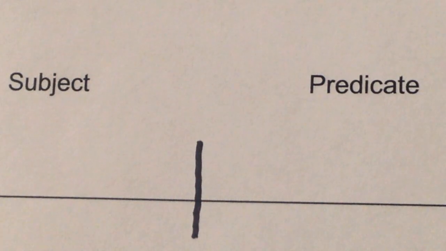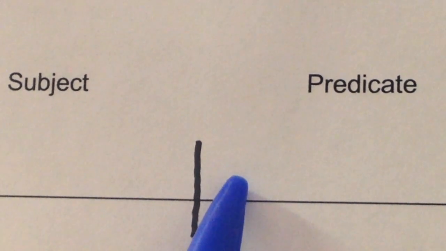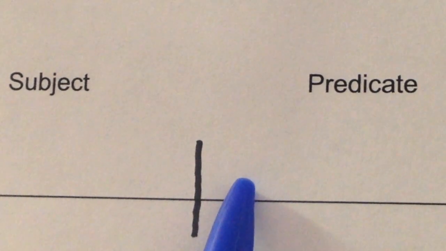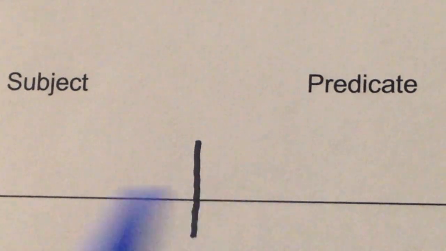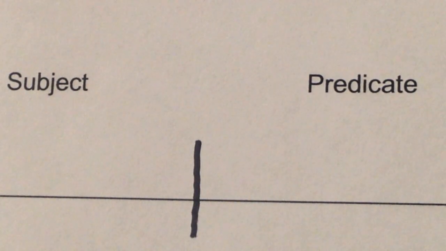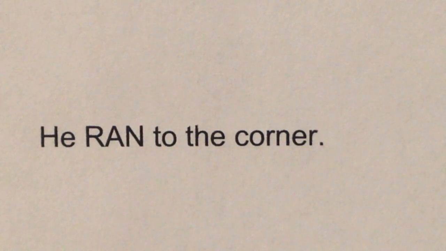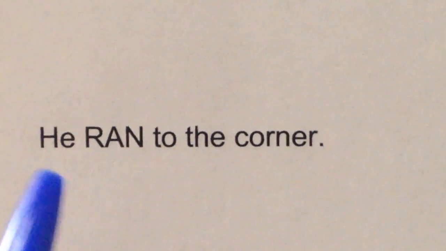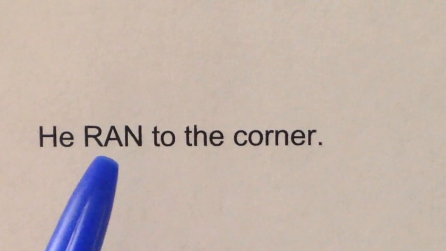The verb is part of the predicate. It will be the part on the sentence diagram immediately following the vertical line that separates the predicate from the subject. The action verb indicates an action. Some of these are easy to spot, such as in the sentence, "He ran to the corner." The word ran clearly appears as an action, so it's easy to see that that would be the verb.